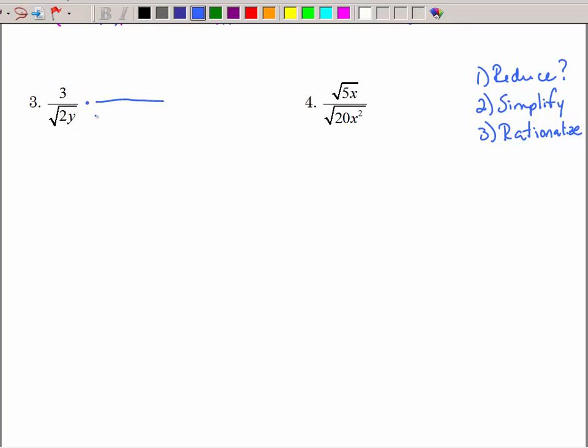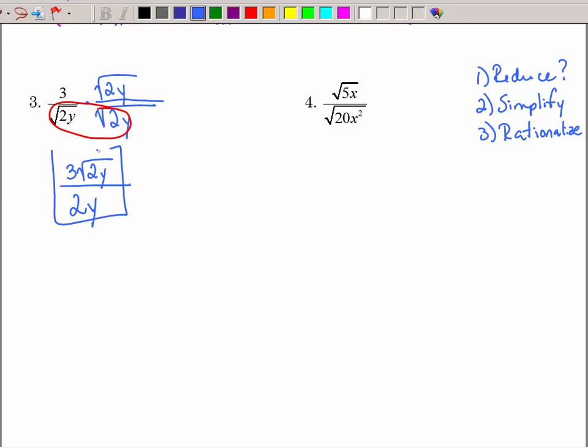So the third step is, I'm going to go ahead and rationalize, which means I need to multiply by what I need. So I need a pair because I have square roots. So I need another 2 and another y. Whatever I do to the bottom, I do to the top. So on top I have 3 on the outside and the square root of 2y there. And then here I've created a perfect square because I have a pair. So the square root of 2 times 2 is 2, and the square root of y times y is y. Very easy process.